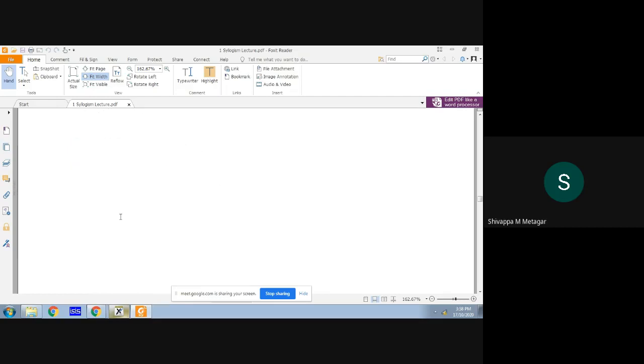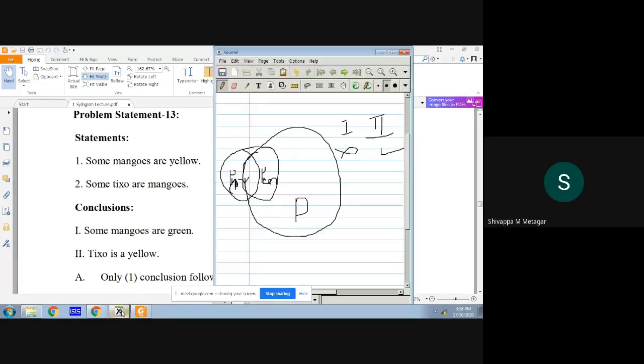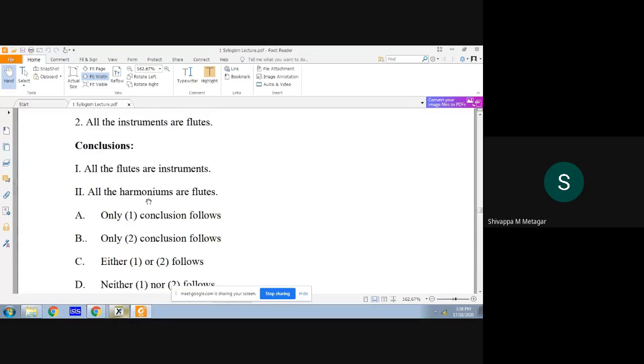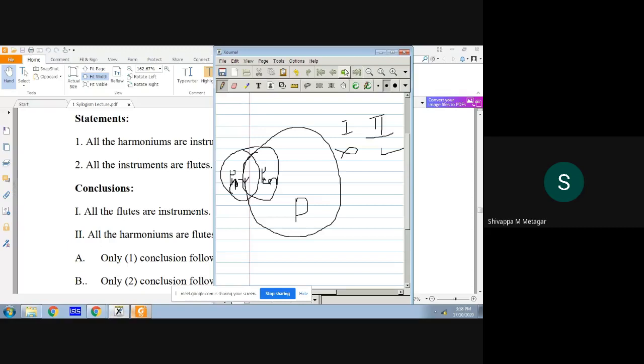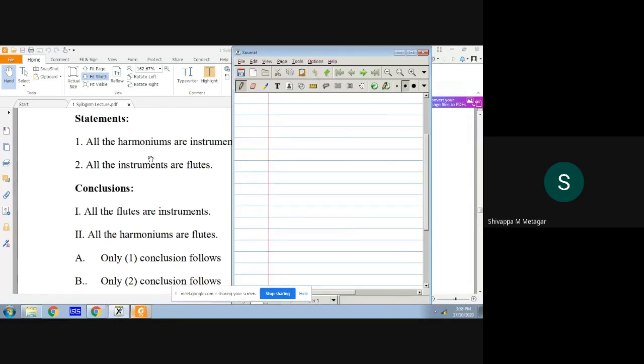Okay, next we can go to the problem with 3 statements and 3 conclusions. Here also they have given. Solve those questions at home. See, in this one we can try it. Here is the statement they have given. All the harmoniums are instruments. Second, all the instruments are flutes.